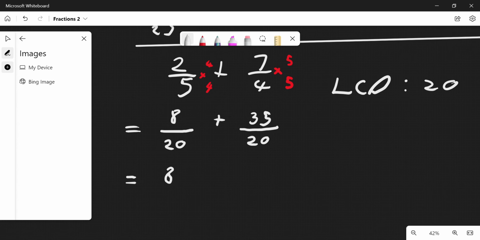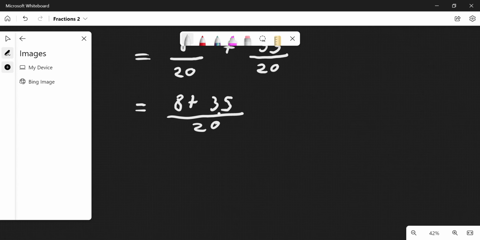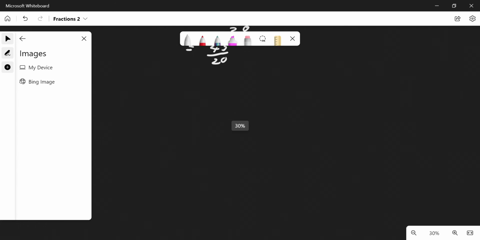We're just going to say 8 plus 35 divided by 20. And what that gives us is 43 over 20. And I don't think we can really simplify this any further, but therein is our answer. The same applies for subtraction. All right, if I say we're subtracting the following, let's see here.